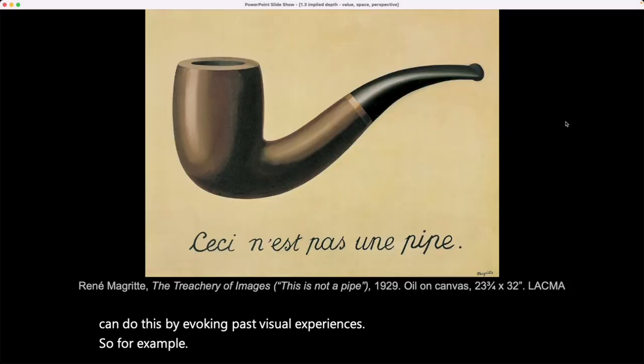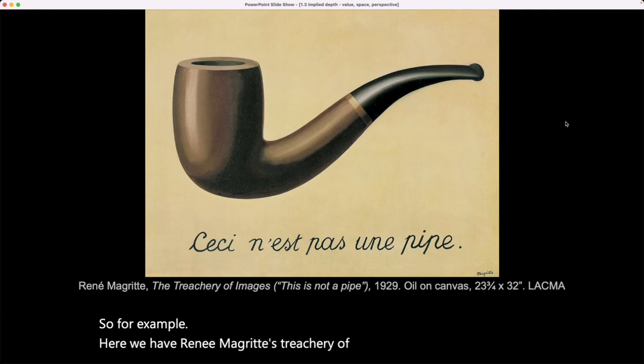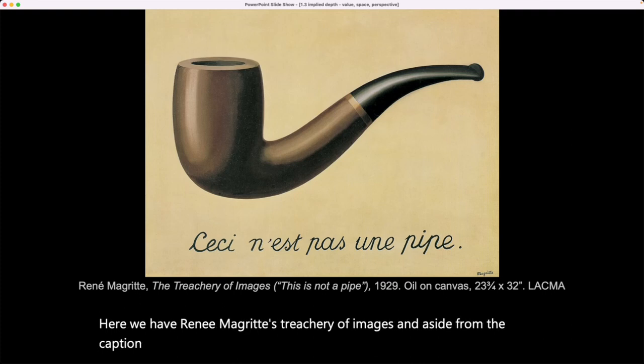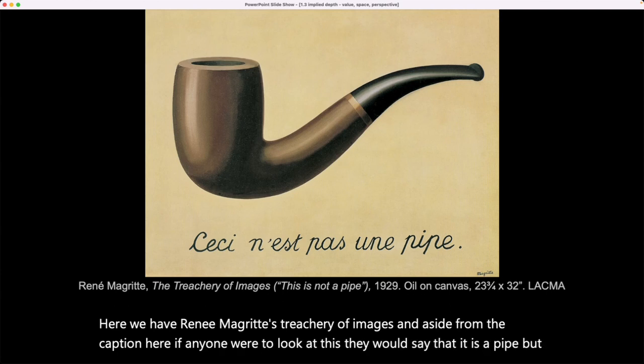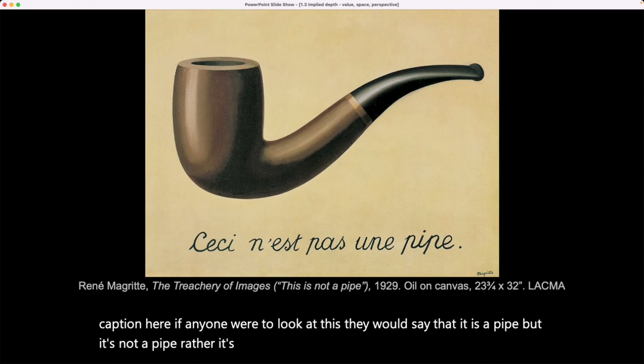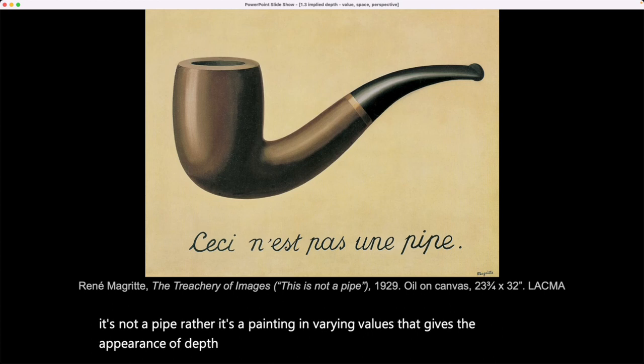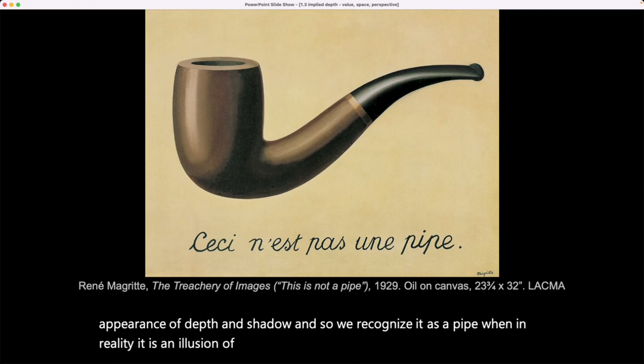here we have Rene Magritte's Treachery of Images. And aside from the caption here, if anyone were to look at this, they would say that it is a pipe. But it's not a pipe. Rather, it's a painting in varying values that gives the appearance of depth and shadow. And so we recognize it as a pipe when in reality it is an illusion of a pipe. It is simply paint on canvas.